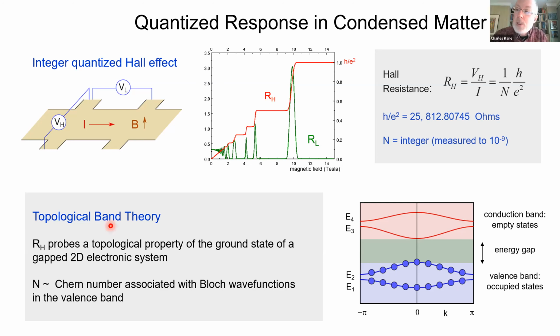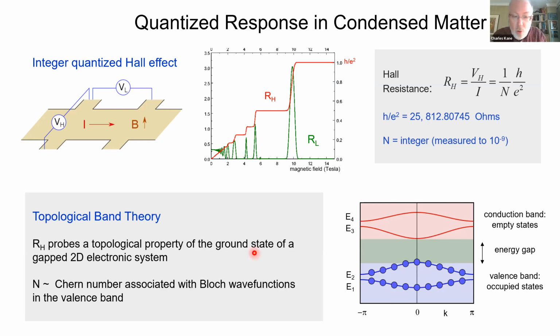And so what has emerged from that is one strand, this idea of topological band theory. One can understand the electronic states, at least in weakly correlated systems, by thinking about single particle electronic states. And what the integer quantized Hall conductance is probing is a topological property of the valence band, the manifold of occupied states in an electronic system that has an energy gap. What the integer quantized Hall conductance probes is the Chern number, which basically tells you how these Bloch wave functions are twisting as a function of momentum as you go around the Brillouin zone.